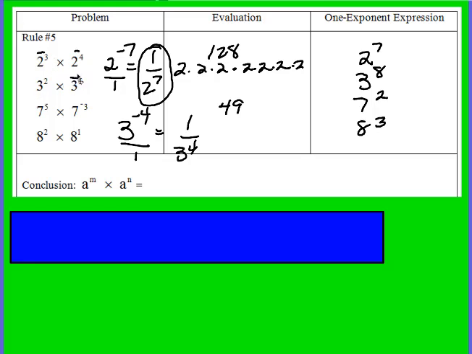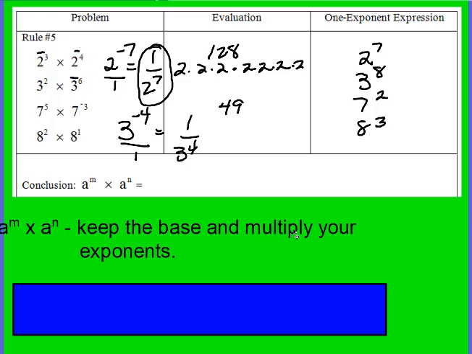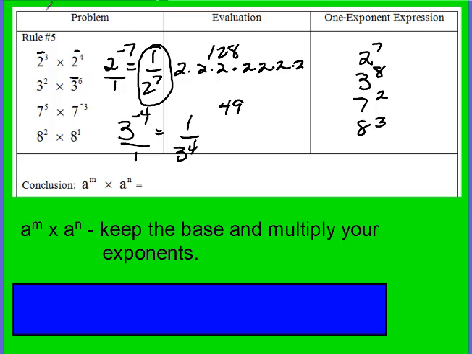Okay, so in this particular conclusion, if my bases are alike, what am I going to do with my exponents? I'm going to add them together. It says keep the base and multiply, but actually you're supposed to add your exponents. Sorry, I don't know what happened there. I must not have been thinking when I was typing that out. So you keep your base and you add your exponents together.